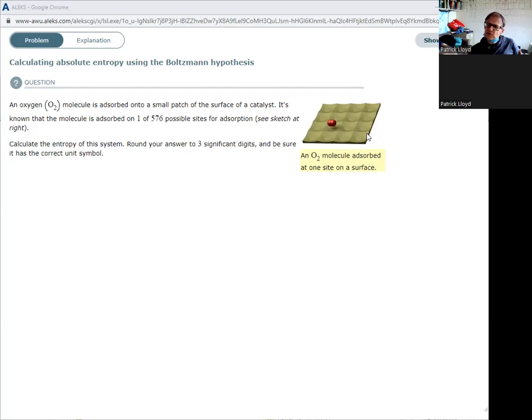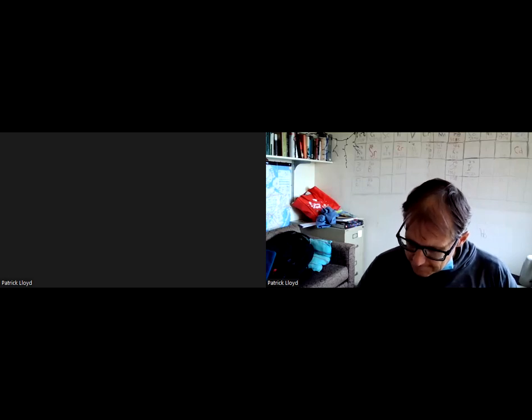The chances of it landing in one of those positions is 1 in 6, right? Now we're saying there's 576 different possible states. What's the amount of absolute entropy? It's a very simple calculation. The absolute entropy, the amount of entropy, is just K, I'll talk about that in a moment, times the natural log of the possible number of states. So here, this is what's called the entropy.